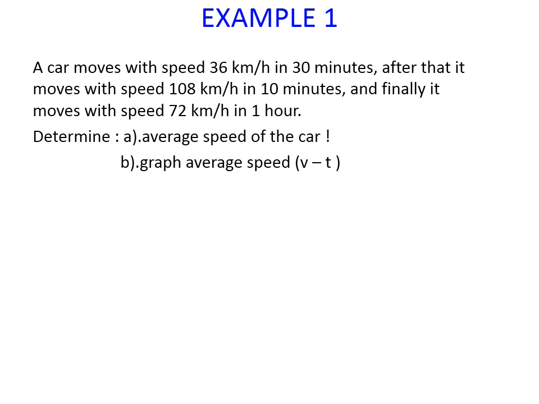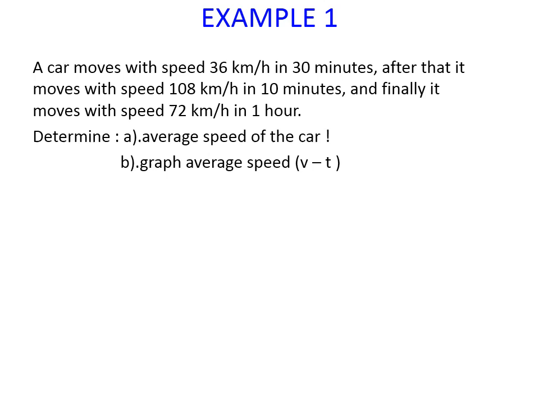A car moves with speed 36 km per hour in 30 minutes. After that, it moves with speed 108 km per hour in 10 minutes. And finally, it moves with speed 72 km per hour in 1 hour. Determine A. Average speed of the car. B. Graph of average speed.